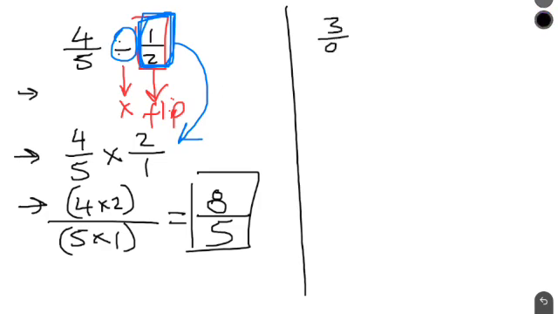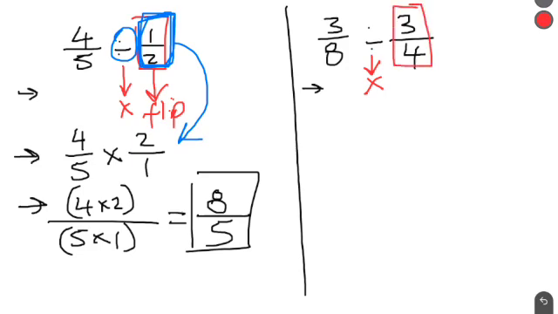3 over 8 divided by 3 over 4. Okay, so to solve the problem, what's the first thing we do? We have to flip this sign to a multiplication, and you have to invert or flip that fraction over to now make it 4 over 3.